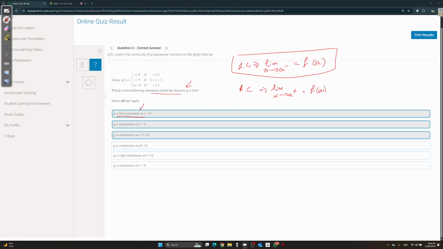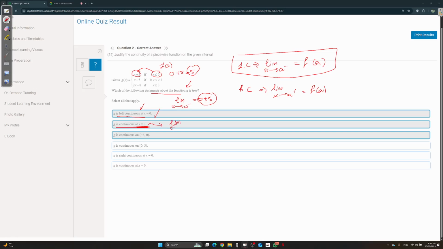Let's check here. Left continuous at x equals 0. At x equals 0, what's the value of f of 0? You substitute it into this one. So you go 0 plus 5, which is equal to 5. Then check the limit as x approaches 0 minus. Again, which one do you substitute into? You substitute in this one, which is equal to 0 plus 5. Are they equal? Yes, they are. So it's left continuous. g is continuous at x equals 3. What does it mean to be continuous?